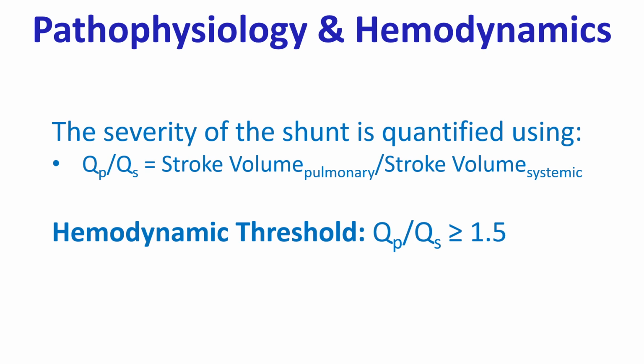The severity of the shunt is quantified using the pulmonary to systemic flow ratio. QP/QS is equal to pulmonary stroke volume divided by systemic stroke volume. Hemodynamic threshold: a ratio of QP/QS greater than or equal to 1.5 indicates a hemodynamically significant shunt capable of inducing long-term right ventricular remodeling and pulmonary vascular remodeling over decades.